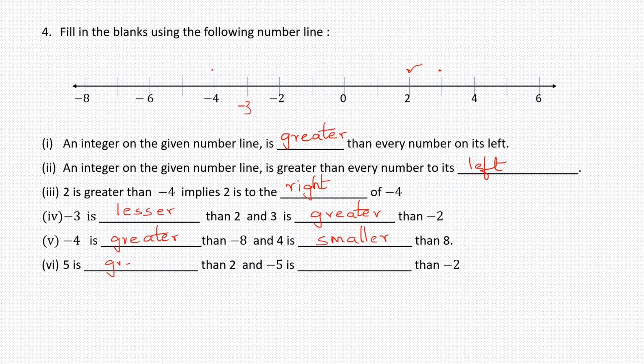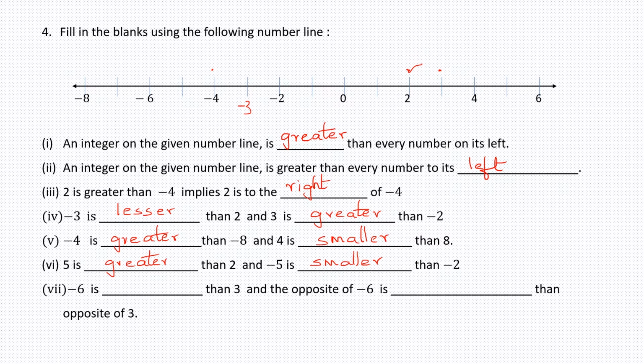5 is dash than 8. We know that 5 is smaller than 8. But -5 and -2, -5 is smaller. Okay, as they move to the left, they get smaller and smaller. -2 comes before -5, so it's greater.